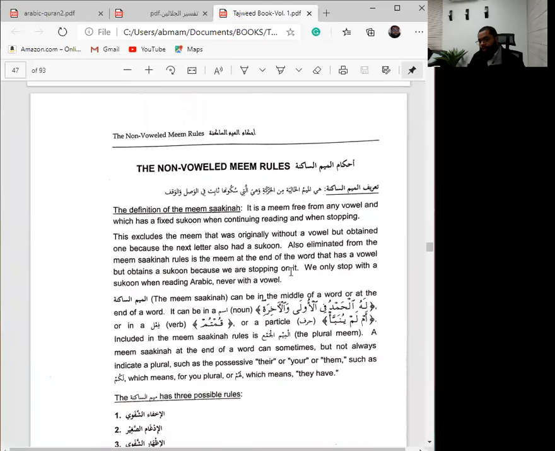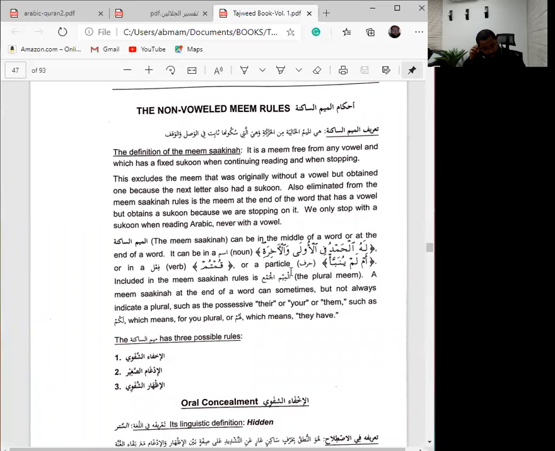The rules pertaining to the non-voweled meem, known as أحكام الميم الساكنة. So أحكام الميم الساكنة are the same as أحكام النون الساكنة والتنوين, with only one difference where there's no إقلاب. Now remember, إقلاب or قلب is changing the noon to a meem. So with the meem, it's already a meem, so you don't need to change it. You guys follow?